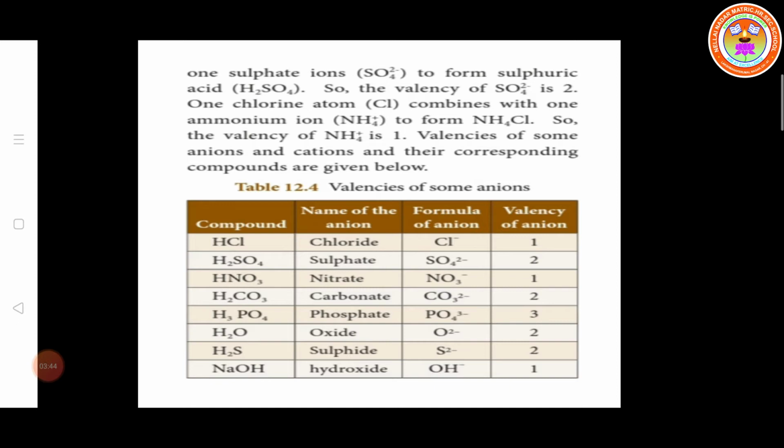First, HCl. The name of the anion is chloride. Cl exists as Cl-, so the valency is 1 for the chloride anion. Here we only find the anion valency. In H2SO4, sulfate SO4 is the anion. The charge is 2-, SO4 2-, so the valency is 2. In HNO3, there is one H+ and NO3-. This is nitrate, so the valency is 1.